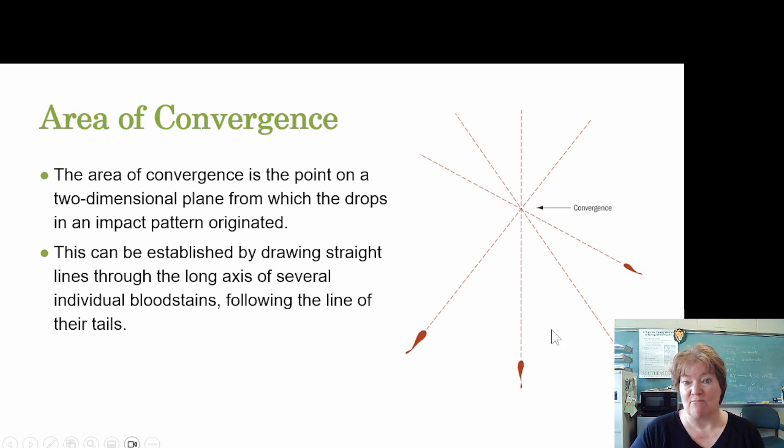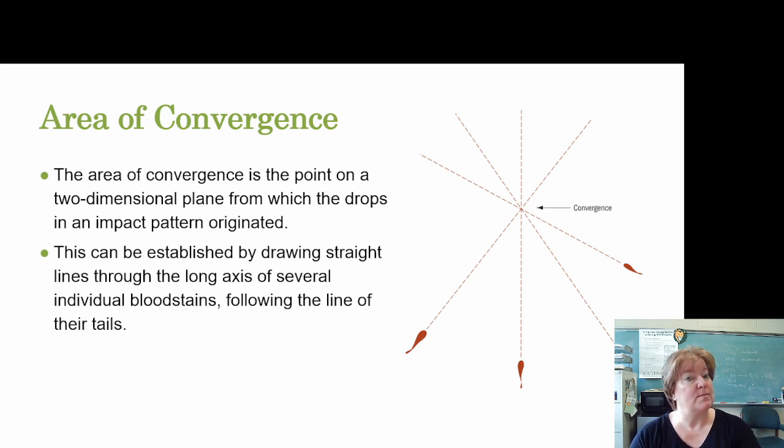Also, remember, I might have multiple different areas of convergence. So I might have lots of patterns on top of each other where some of them are going to different areas of convergence. That begins to tell me a story as well. So this is one aspect of what a crime scene investigator would be doing, looking at the pattern and finding the area of convergence.